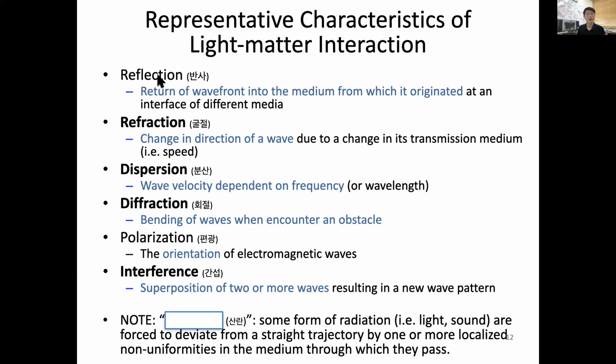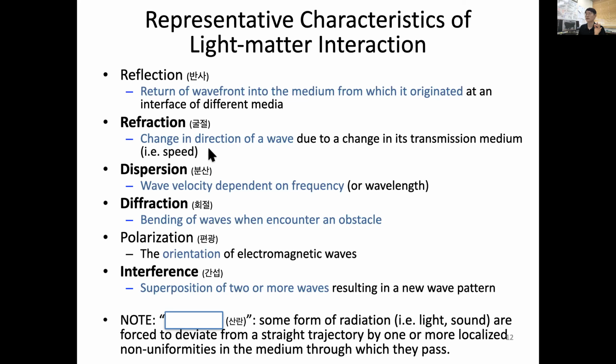Everyone knows what reflection is. Reflection is a phenomenon where the wavefront returns when it hits a medium and comes back, when it meets the interface of different media. At the same time, some waves will come in, but they could bend their path. That we call refraction: changes in the direction of a wave due to a change in its transmission medium.